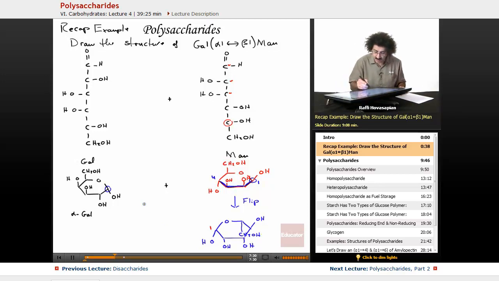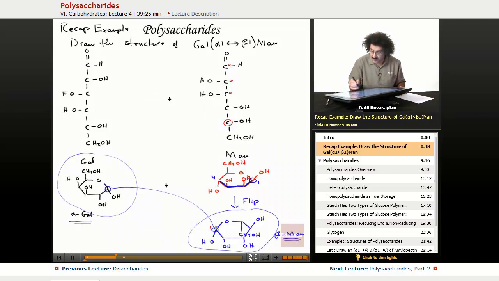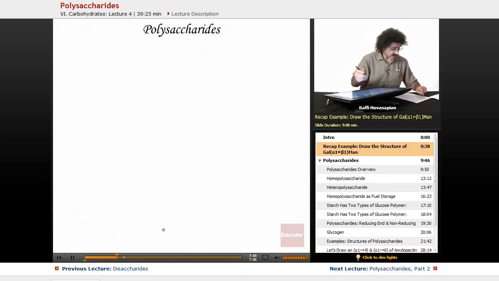Now we're going to put this thing and this thing. So this is beta mannose. That has been flipped. Now we're going to put this together with this. We're going to connect this carbon with this carbon. And when we do that, let's go ahead and just draw our little equilibrium arrows. Our final product is going to look like this. I'm going to do this in black, actually. So we have that.